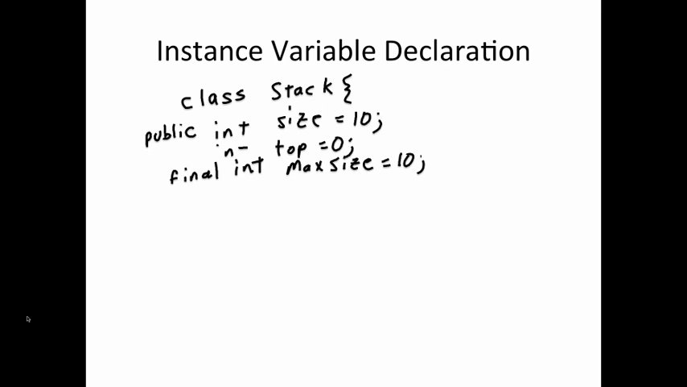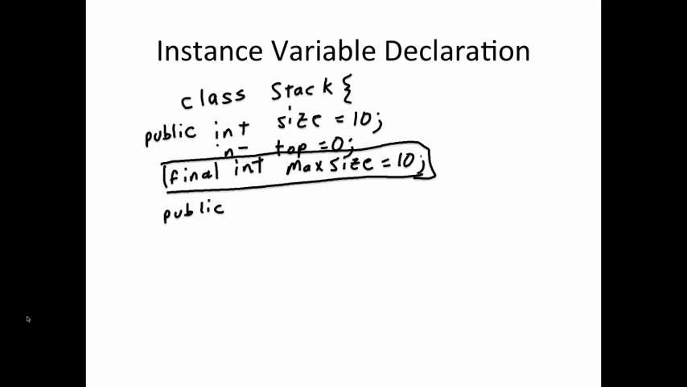However, if you want to actually have this constant be visible outside the class, then you're going to have to actually declare it static. So inside the class and accessible only inside the class, this version is fine. But if you want to have it be available outside the class, a quirk of Java is you have to say final static int max size equals 10.